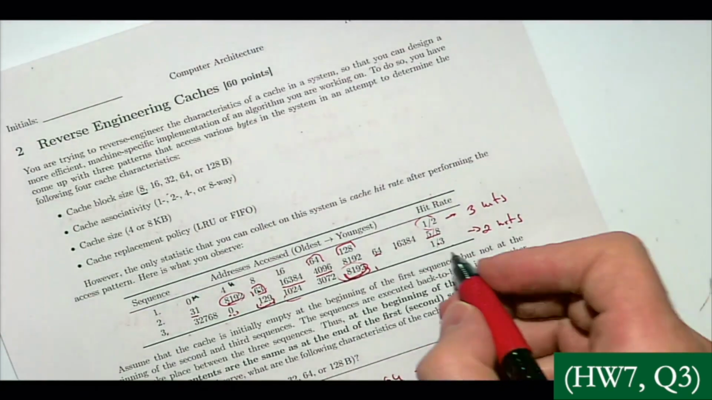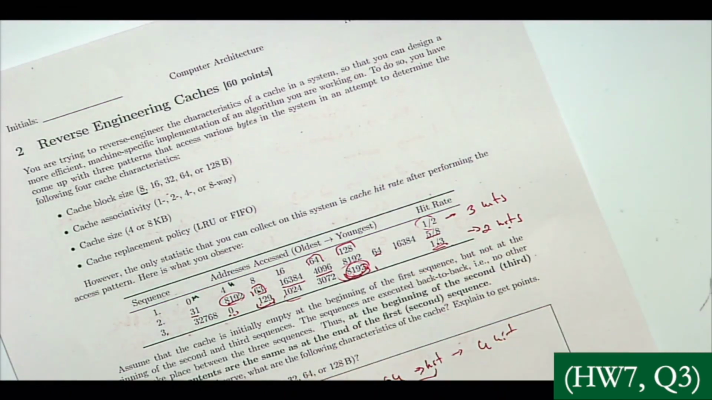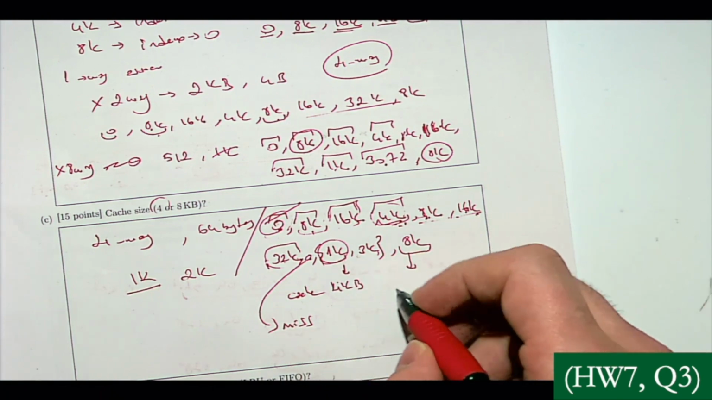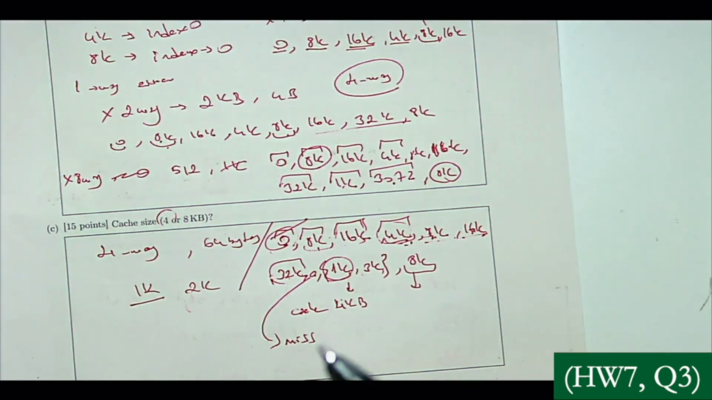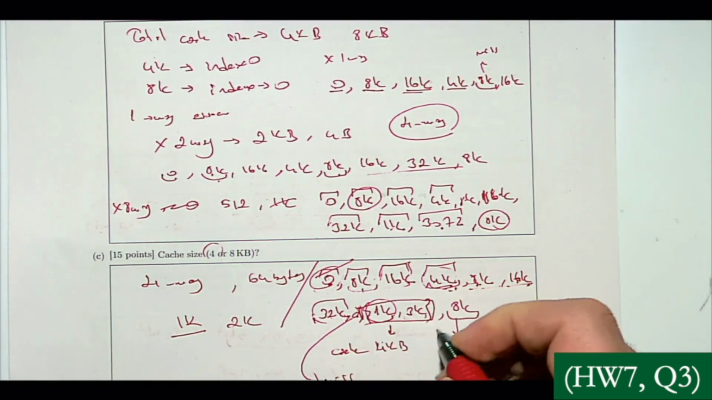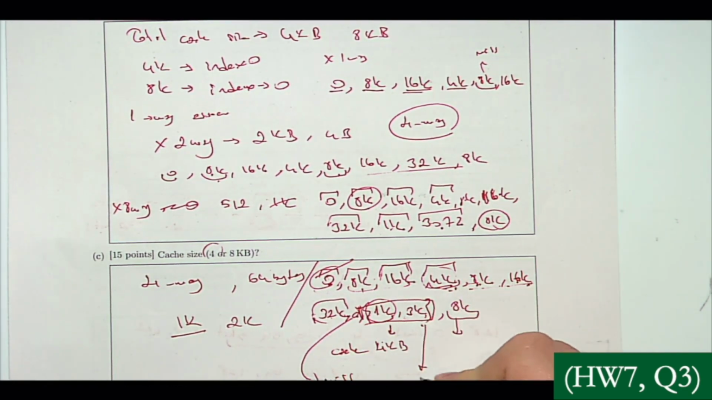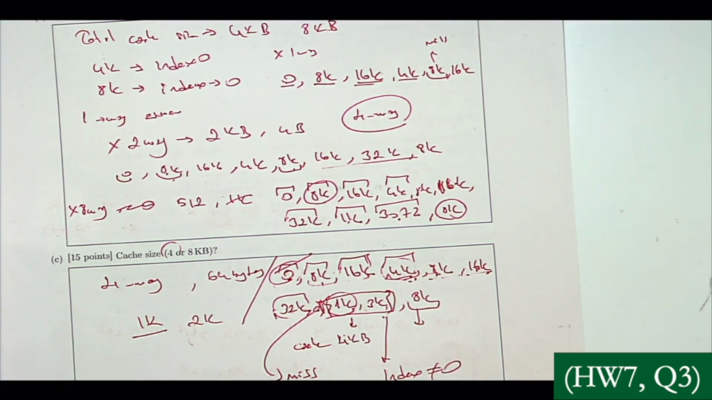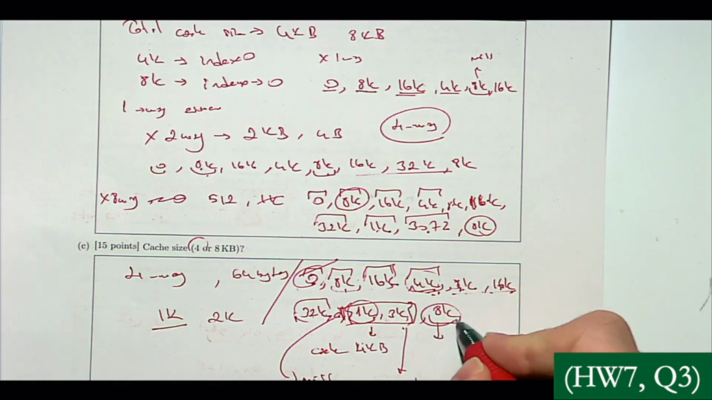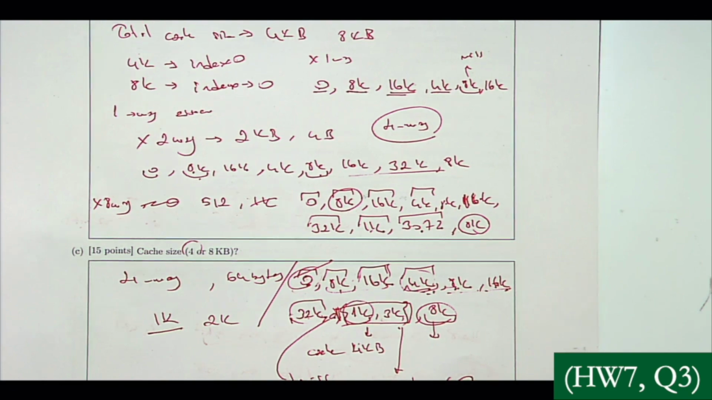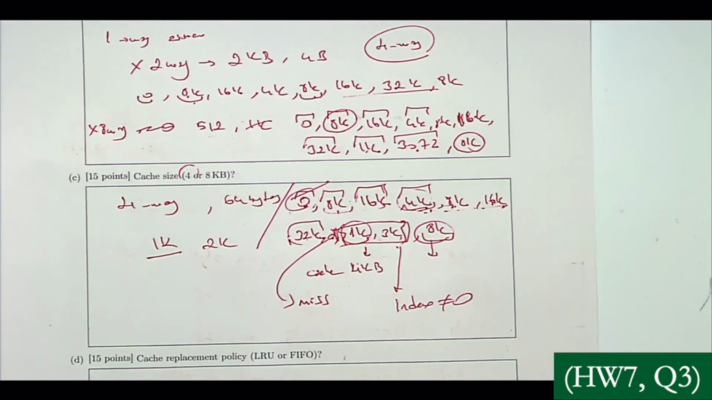Why? We are already given the hit rate, and our only option is that 8K should be a hit. And this means that the cache size should be 8 kilobytes, so that those won't map to the index of 0 in the cache, okay? So that I will be able to access 8K. So this looks a bit tricky, to me at least.